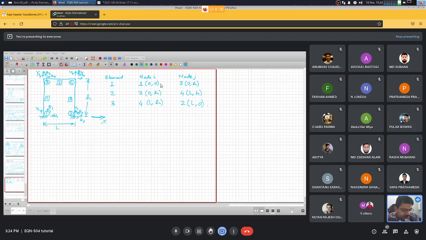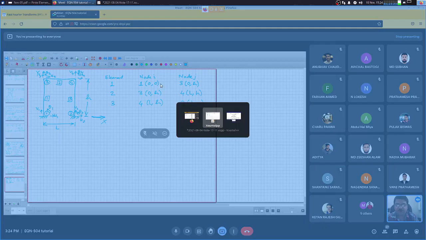But I would emphasize again that this is a very coarse model. We generally do not, it is not recommended to have only one element covering the entire span. You should at least have two elements to model the one span of the beam or beam column.